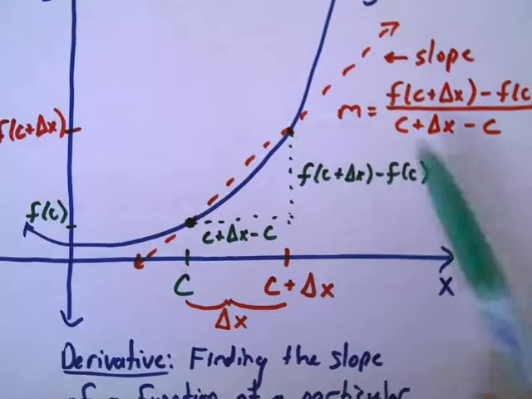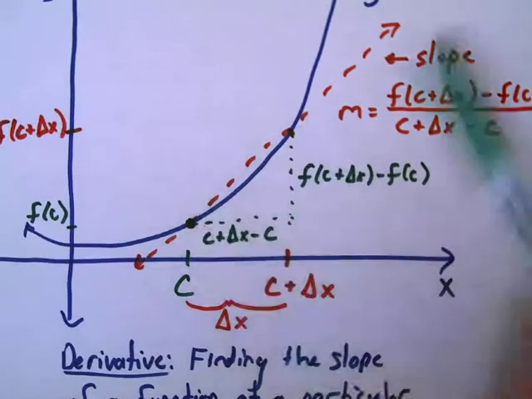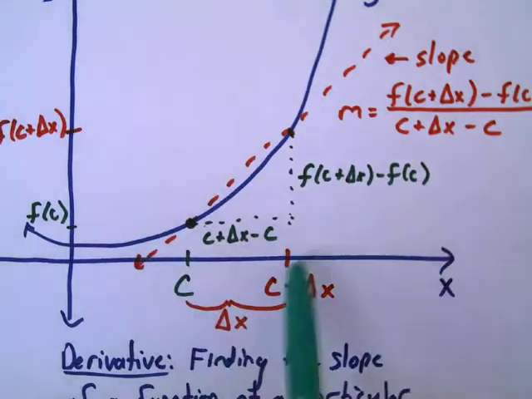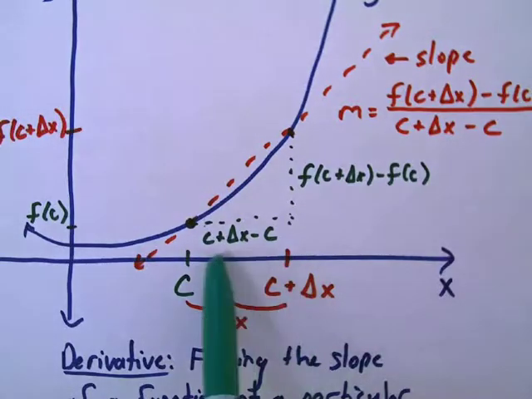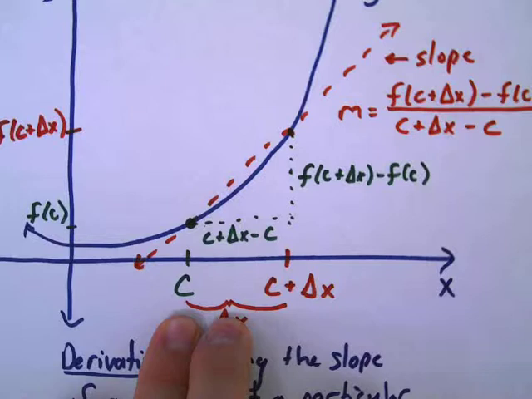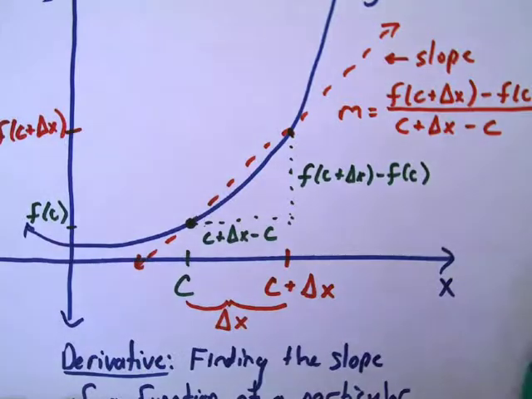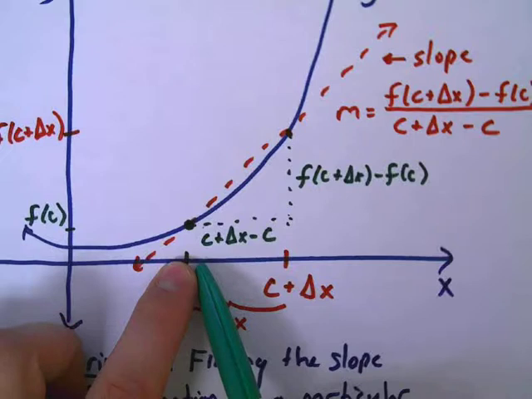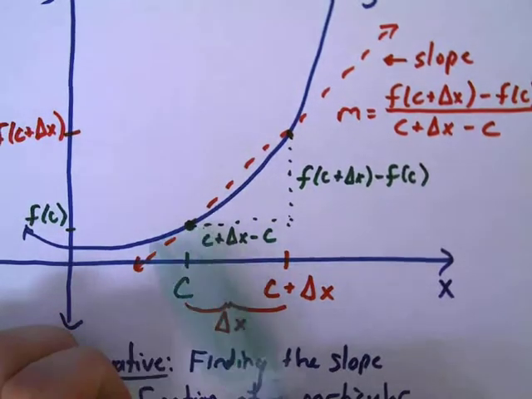And obviously, this slope is not the exact slope at c. So what we want to do is move this point closer. We want to change the distance between our 2 points and make it smaller. Essentially, we're trying to make this distance as close to 0 as possible to give us the best representation of what the slope will be for this function.